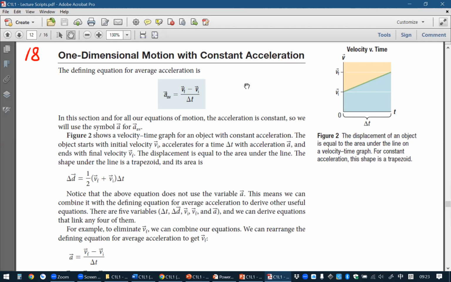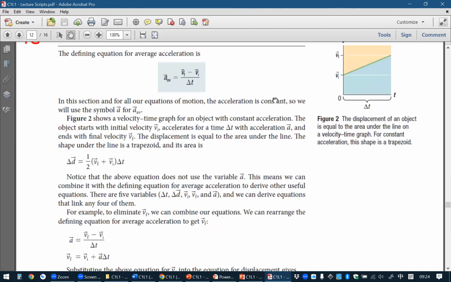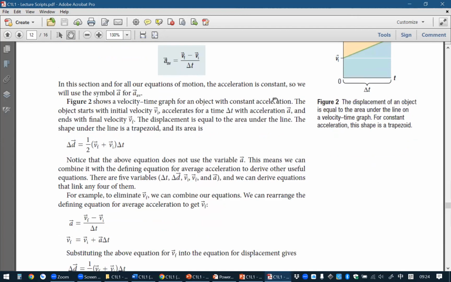This means we can combine it with the defining equation for average acceleration to derive other useful equations. There are 5 variables: delta t, displacement, initial velocity, final velocity, and acceleration. And we can derive equations that link any 4 of them. So for example, to eliminate Vf, we can combine our equations. We can rearrange the defining equation for average acceleration to get Vf, right? Because we have this relationship here.